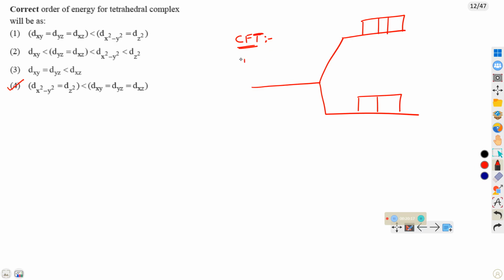In case of a tetrahedral complex, dx square minus y square, dz square, dxy, dyz, dzx. The energy of dxy, dyz, dzx is more compared with dx square minus y square and dz square. So the fourth option is correct.